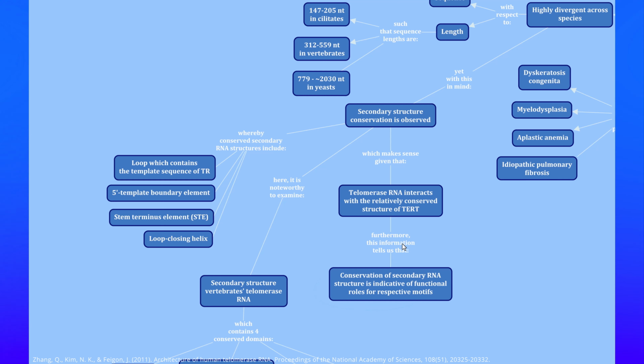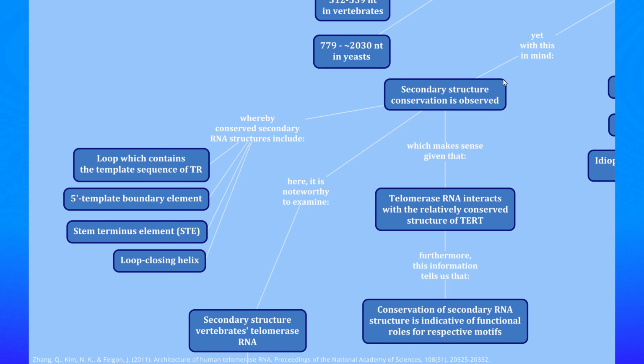So what I mean here is that the fact that there is conservation in the secondary structure of RNA should tell us that there is function that relies on that conservation of the secondary RNA structure. So we said that the secondary structure of telomerase RNA has some conservation, whereas the sequence length and the sequence itself is highly divergent.